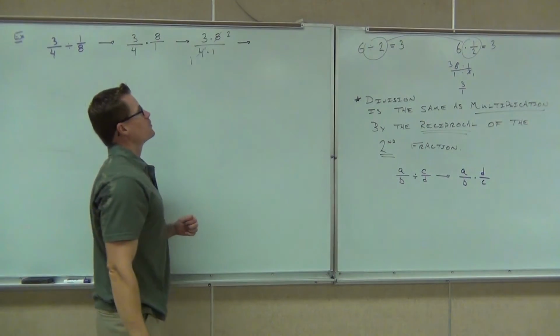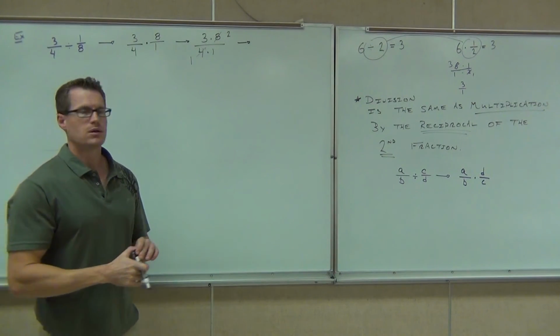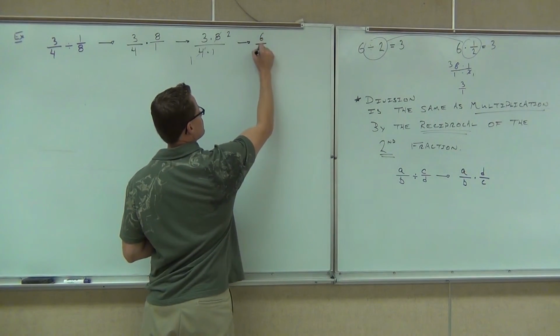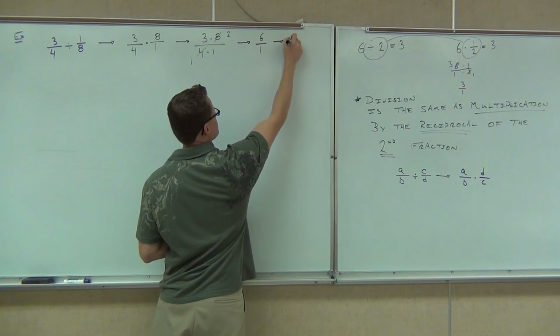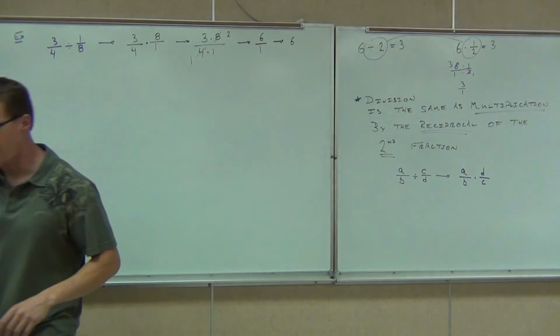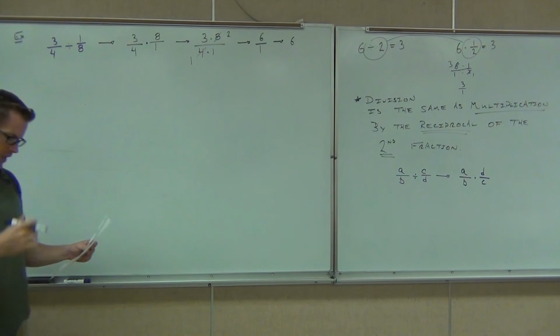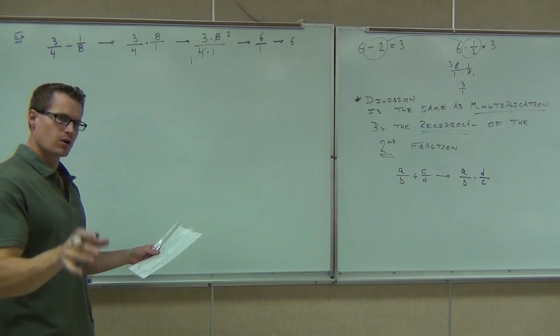And we'll keep on going. What are we going to have here? 6 over 1. Okay, 6. Equals 6. Good. So we're going to get just a 6. 6 over 1, we're just going to write 6 on that. Let's try one more together. I'll give you a couple to do on your own, and we'll move on.